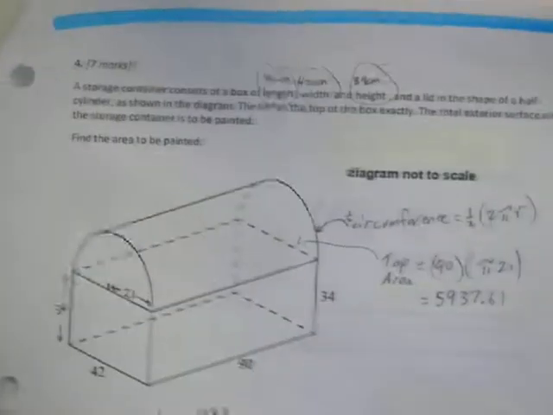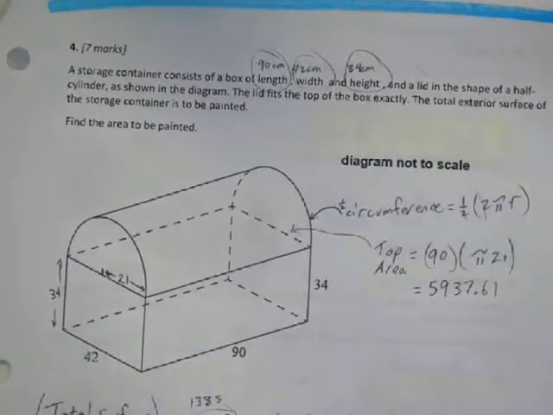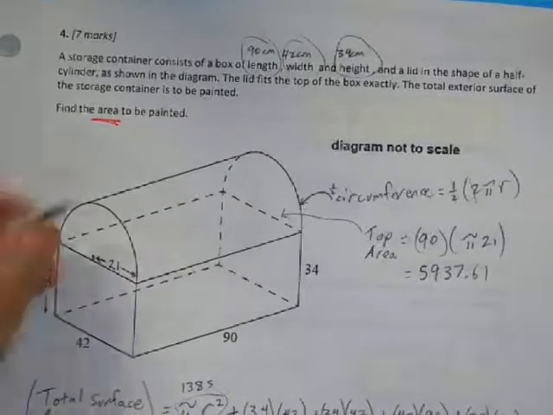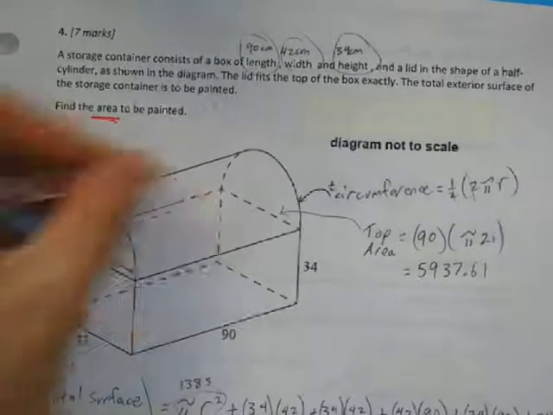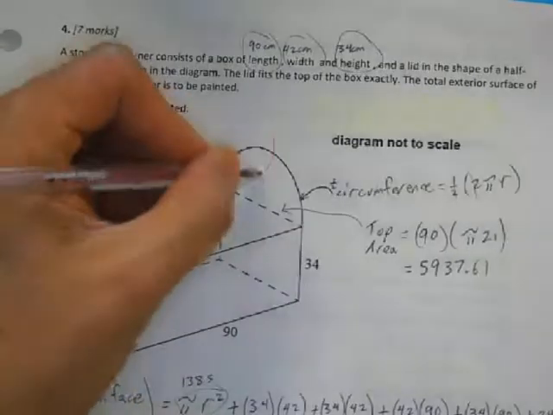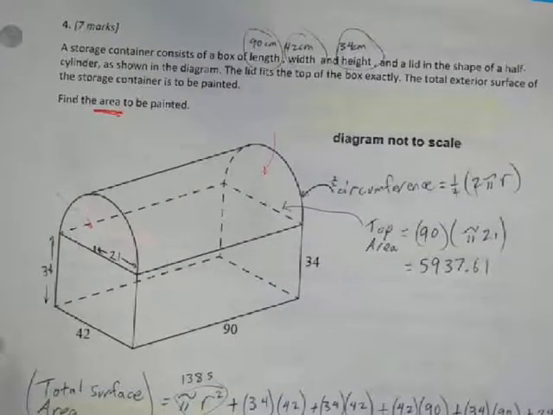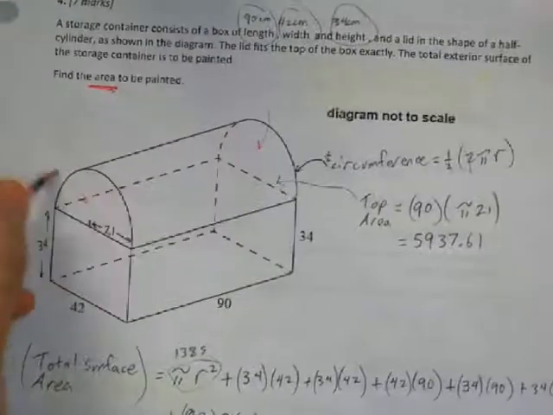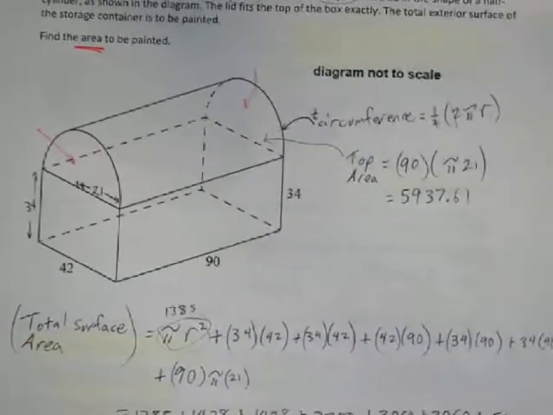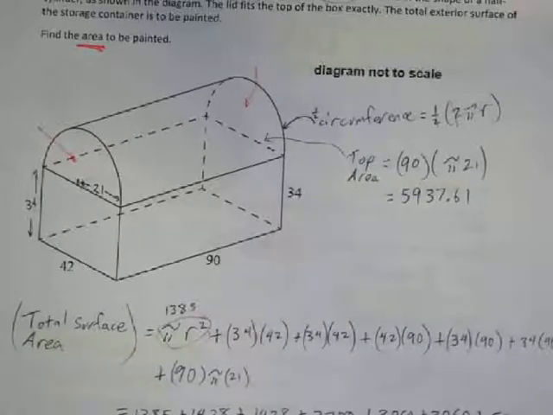Okay, now we've got this lunchbox looking container, and we need to find the area that's painted. So we've got the rounded top, we've got a circle here, and another half circle there. So these 2 half circles are going to give me a circle. Let's just use some different colors here.